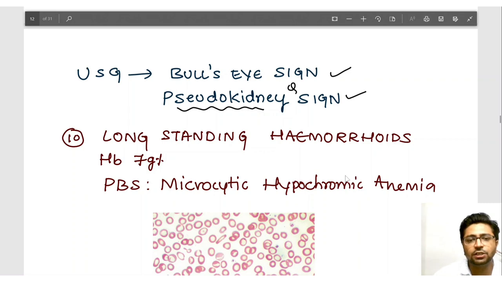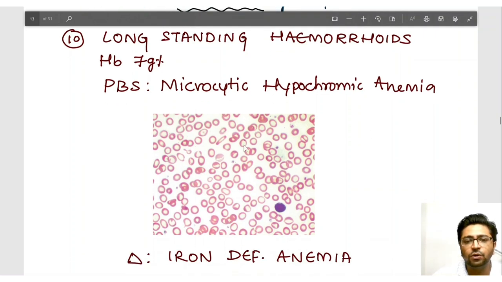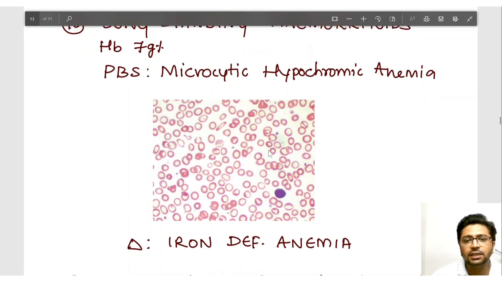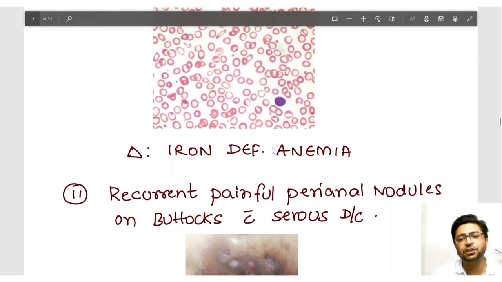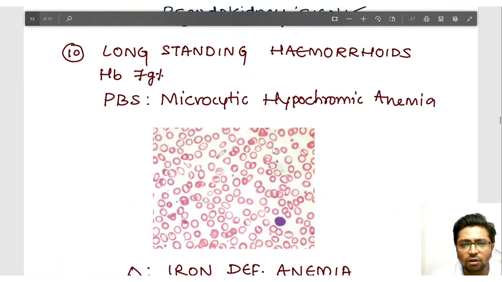Okay. So the next question which was asked is long standing hemorrhoids. Hemoglobin is 7 g/dL and the peripheral smear is showing hypochromic microcytic anemia. So what is the diagnosis? It is nothing but iron deficiency anemia. So iron deficiency anemia is seen in long standing hemorrhoids and the patient is having bleeding PR for a long duration.